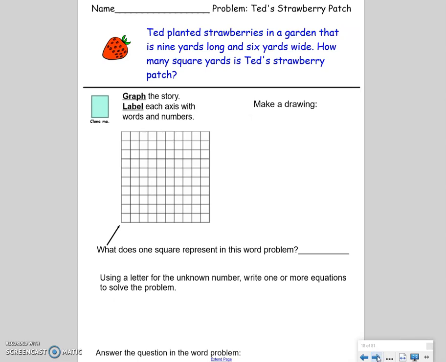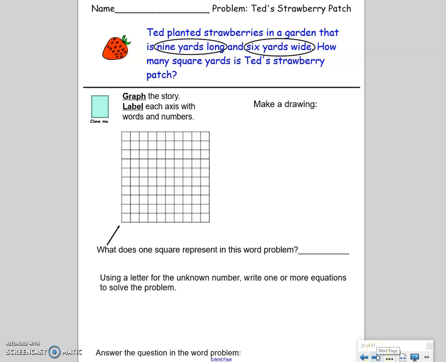You're going to think in your mind, what information do they tell us in the story problem? Ted planted strawberries in a garden that is 9 yards long and 6 yards wide. How many square yards is Ted's strawberry patch? Right away as I was reading that, I noticed that the story problem told me Ted's strawberry patch was 9 yards long. That's a length, so it's going to be an important piece of information. I also noticed that the story problem tells me his strawberry garden is 6 yards wide. That's another measurement of length. It's how wide it is. So that's also going to help me.